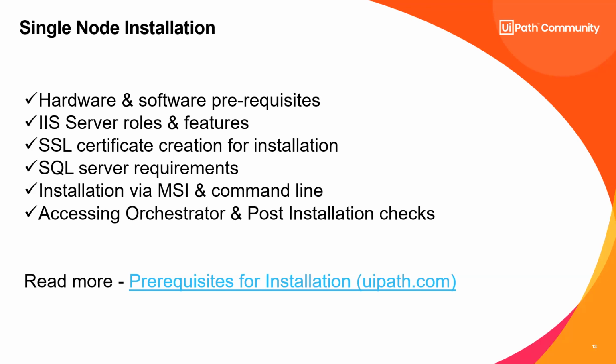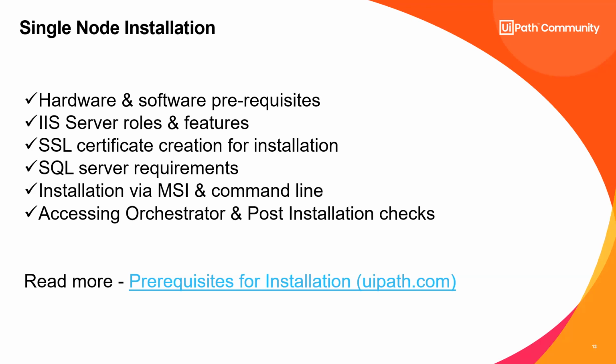While doing the single node installation, we already talked about the hardware. Hardware depends on what kind of infrastructure you want to set up: production, development, or testing, how many bots would be running, and all those things. The software prerequisites we have seen in the previous slide. Then we also need some IIS server roles and features. For UiPath Orchestrator as a web application to run, it requires a couple of features to be enabled on the IIS server. The best part is you don't need to do it manually. UiPath has provided a PowerShell tool. If you run that tool, you can enable all those roles and features in one go.